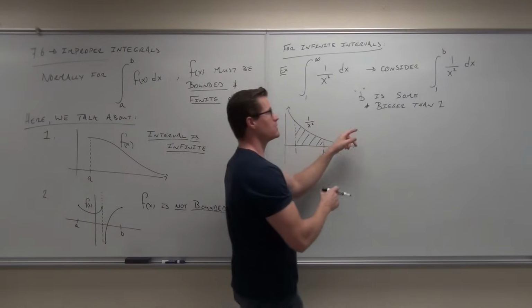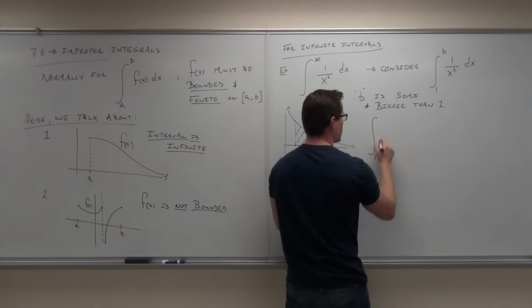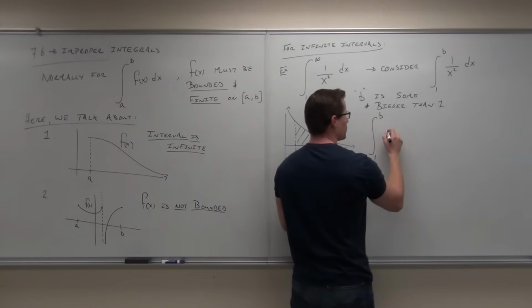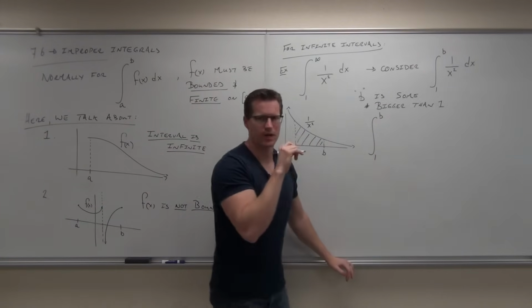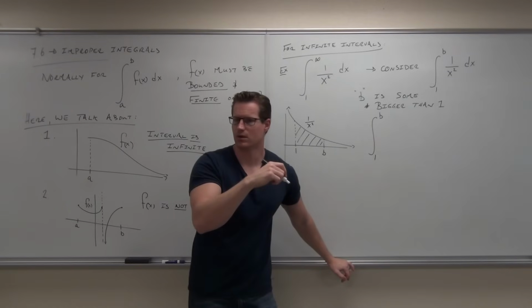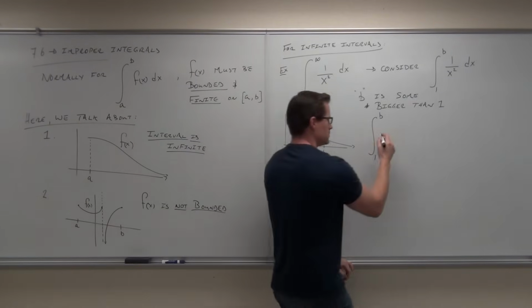Let's go ahead and see if we can do this integral. I'm just going to rewrite it. So 1 to b, how would I rewrite the integral of 1 over x squared to actually do the integral? What would I do?